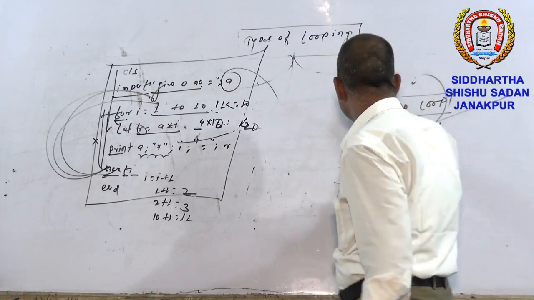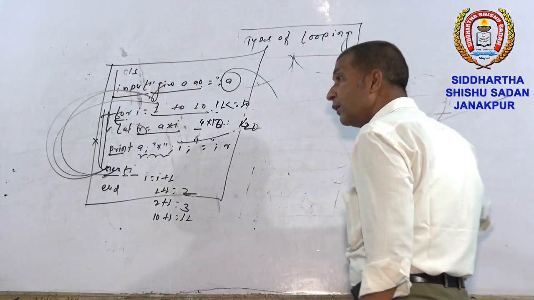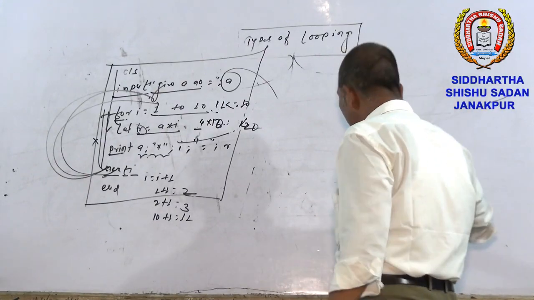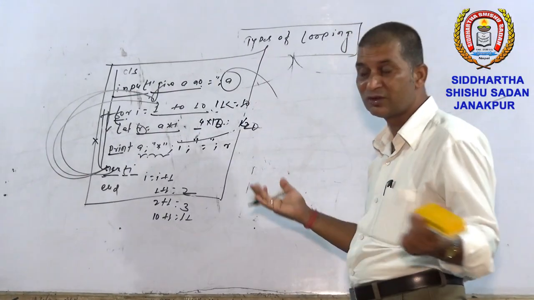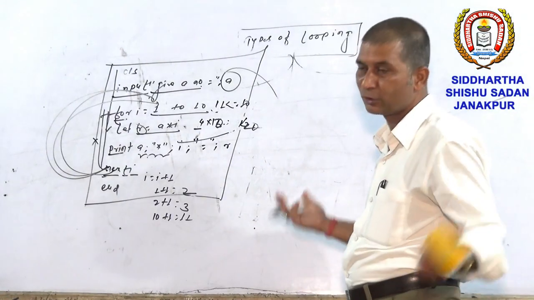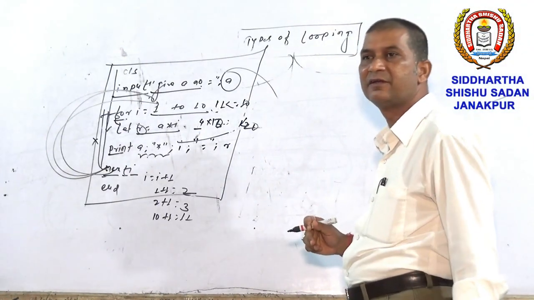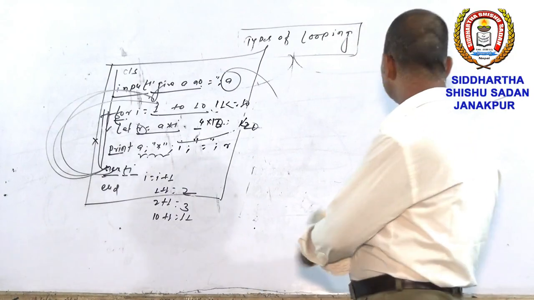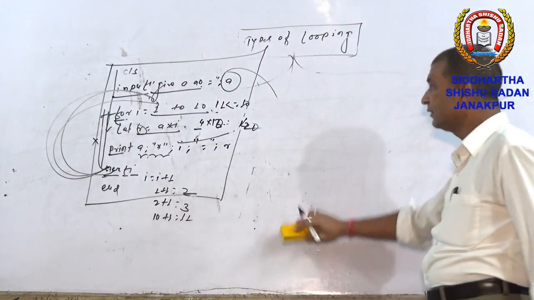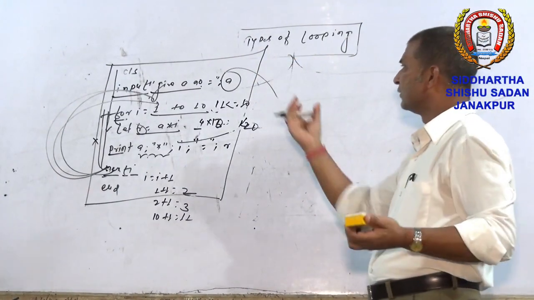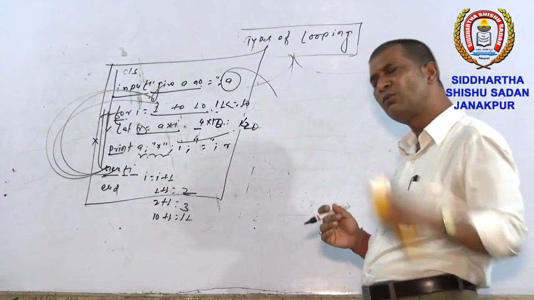Now suppose you ask me, sir, how to write the same program with the help of a while loop? You can write it very easily according to the syntax. How to write it with a do loop? According to the syntax, you will try yourself. Right? Now, student, one more very simple program.